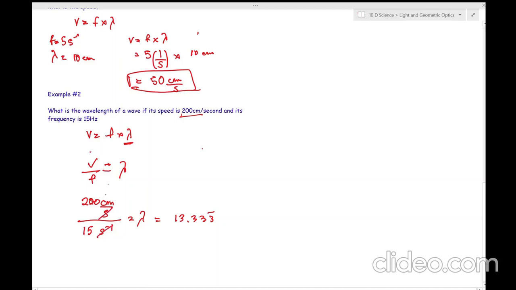And so the only units that I have here are centimeters. So those remain as the units that we are interested in. And ultimately what that means is we have the correct units. We are looking for a wavelength. Wavelengths are measured in either meters or centimeters.